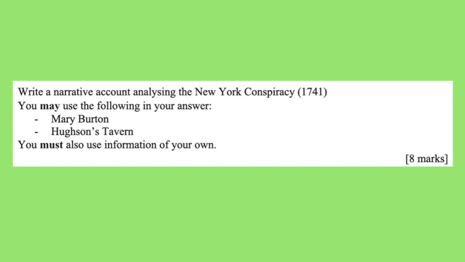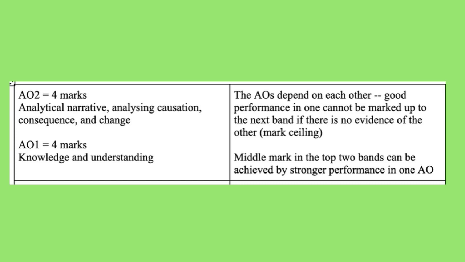Write a narrative account analysing the New York conspiracy of 1741. You may use the following in your answer: Mary Burton, Houston's Tavern. You must also use information of your own. 8 marks. Here's the mark scheme for this question, which you can find out about in more detail in the overview video.